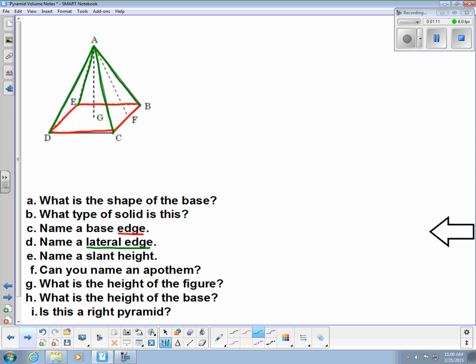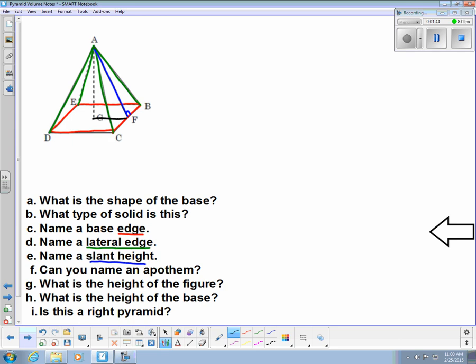Okay, and it says name a slant height. Now a slant height is the height of one of the triangle faces for the pyramid. So this is the slant height. It always forms a right angle with the base edge as long as it's a right prism or right pyramid. That one was in blue. And then last, can you name an apothem? Well, this figure does have an apothem. Our apothem would be right here, which is GF.